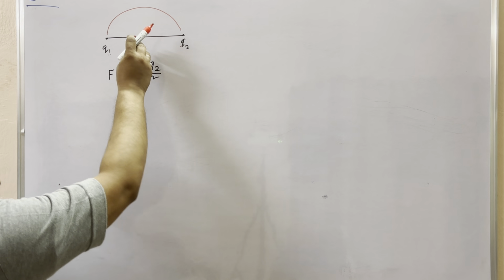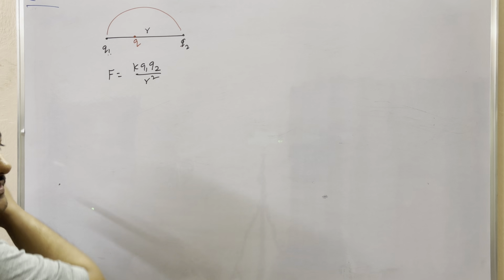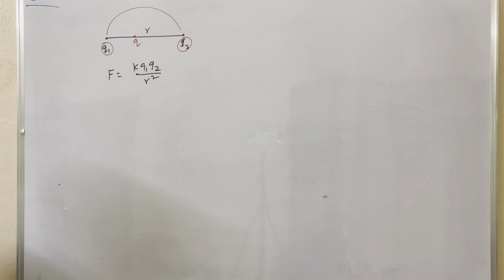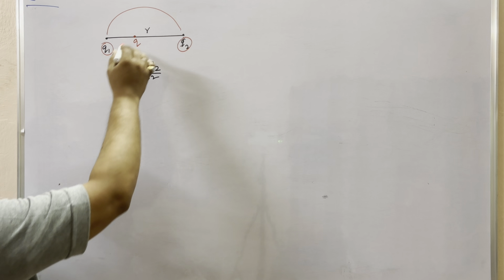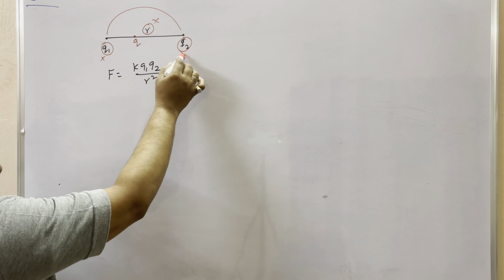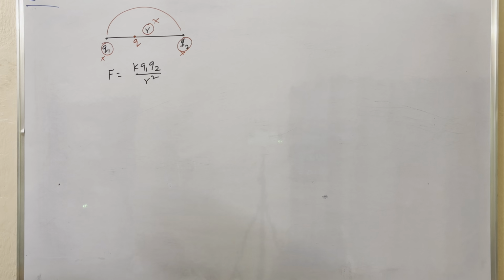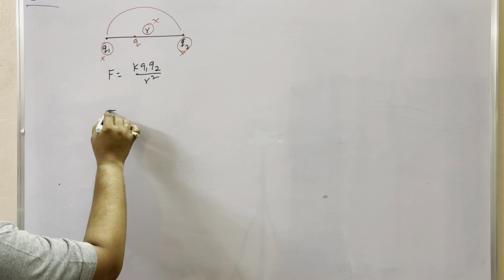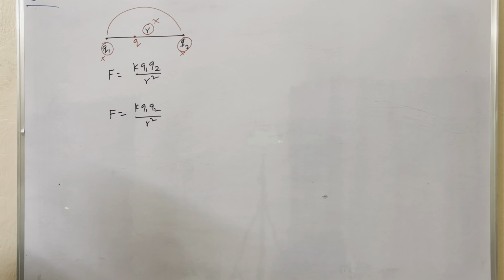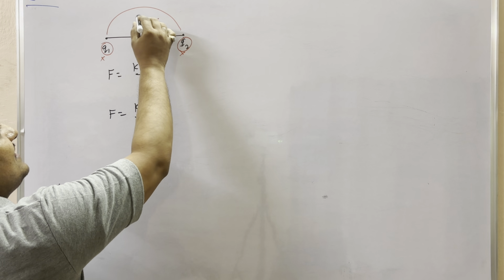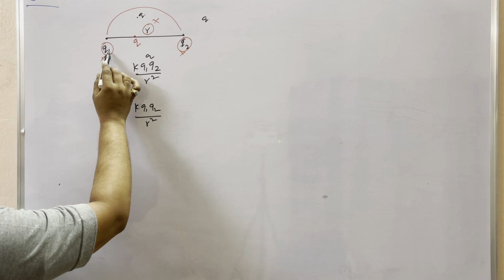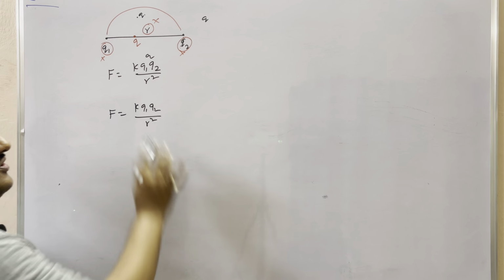So they have brought a third charge and placed it in between or somewhere. Then what is the Coulomb force between Q1 and Q2? They are going to ask. Here they have not changed the separation, they have not changed the charge. Separation remains the same, charges remain the same. Therefore, force also remains the same, K Q1 Q2 by R square. Because of the presence of other charges, there is no change in force between Q1 and Q2.